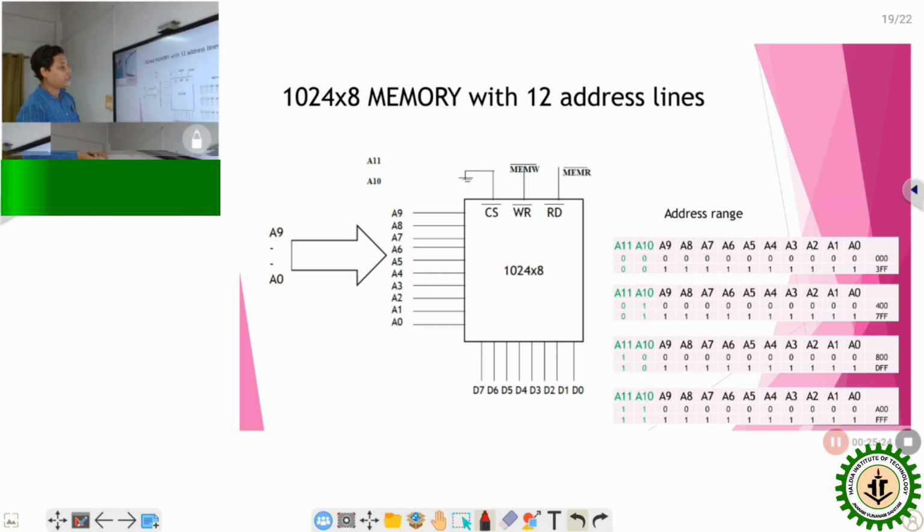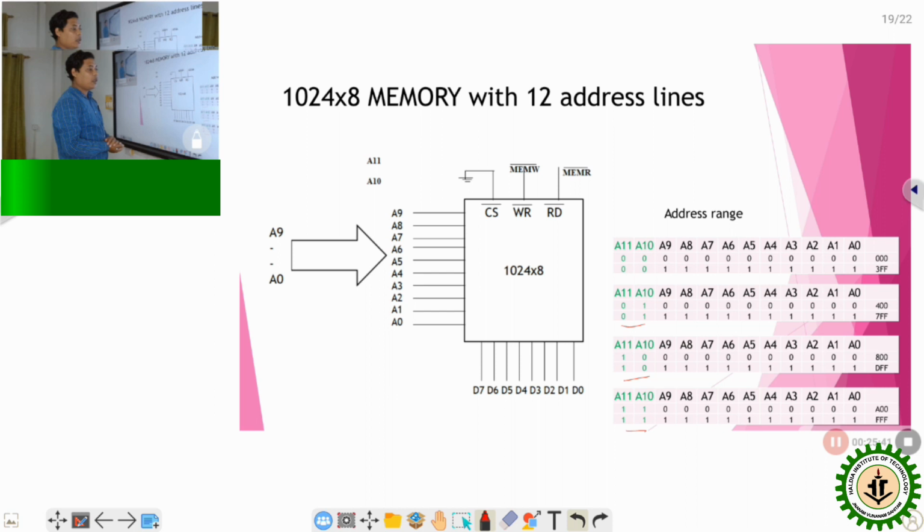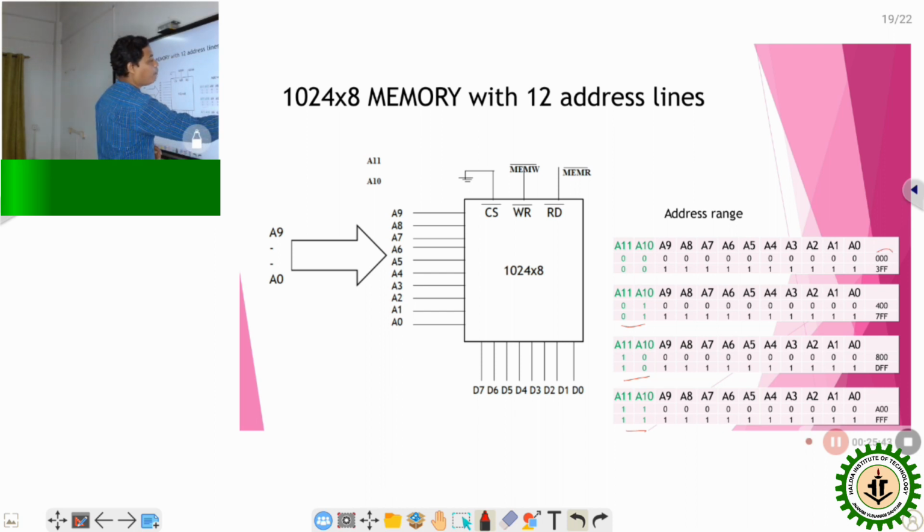So here all the different combinations are shown. As A10 and A11 lines, it can be either 00, 01, 10 or 11. 4 different values it can take. So in all the different situations, the address range varies depending on the chip select signal, on how the chip select line is connected with the unused address lines. Accordingly, the address of the memory device varies.